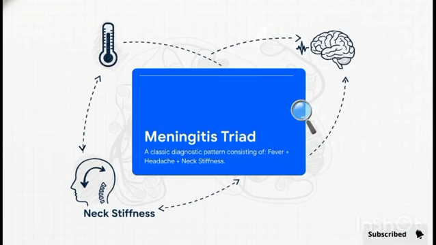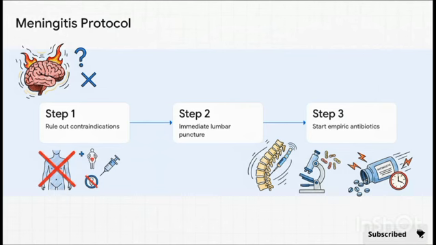And those first 3 symptoms, the fever, the headache, and that neck stiffness, they form what's famously known as the meningitis triad. This is a classic textbook pattern. It screams inflammation of the meninges, which are those protective layers around the brain and spinal cord. So, you see this triad. What's the move? Well, the protocol is clear, and you have to act fast.